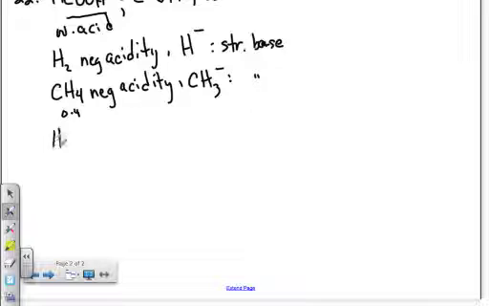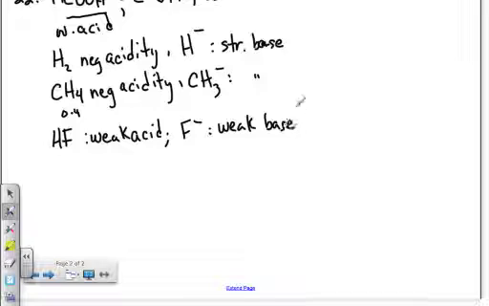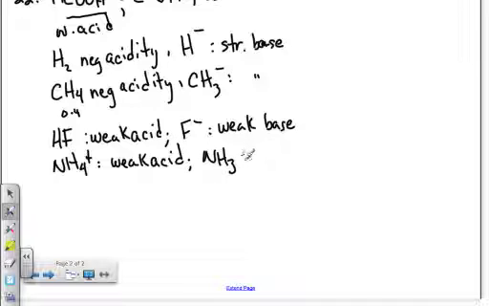HF. You think it should be a strong acid, but it's not because of the strength of the HF bond. This is a weak acid. And its conjugate base, fluoride, is still a weak base, but it's stronger than the acid it came from. And then last, we have NH4+, which is a weak acid. In fact, it's the conjugate of a weak base. Its conjugate is the base it came from, and that is also a weak base.